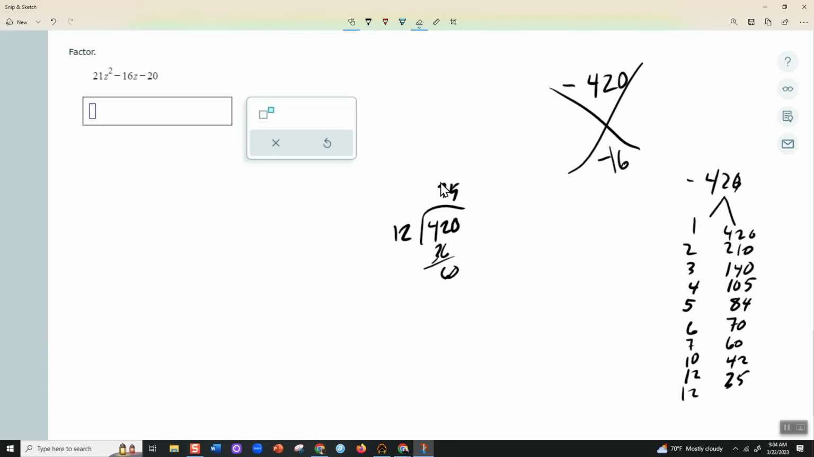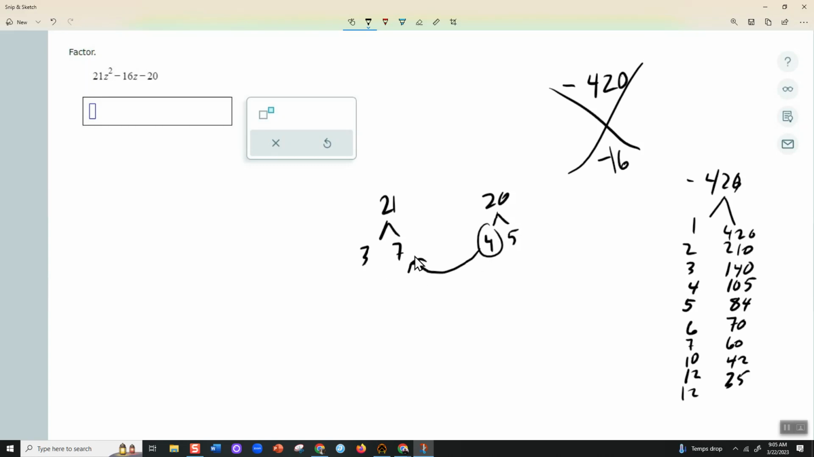Honestly, when I'm doing this myself, I just break down the factors of 21 and the factors of 20. What are the factors of 21? What are the factors of 20? Well, this has 3 times 7. This has 4 times 5. So I can move these around to either side. So if I take this 4 and trade it with the 7, then I would have 3 times 4 and 7 times 5, which is 12 times 35. That was something that was close.